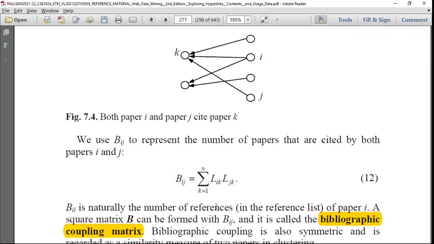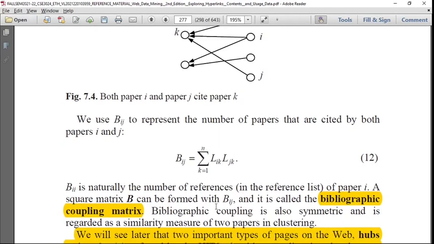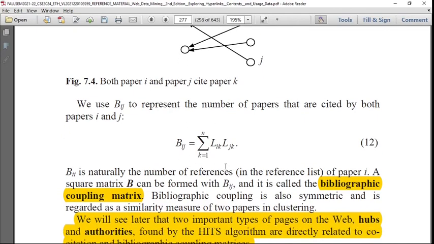A square matrix B is formed with Bij and it is called the bibliographic coupling matrix. There will be many K types of papers cited by paper I and J. So there will be many K types of papers which have been cited by two other different papers, but they are not related to each other. Such a kind of matrix can be formulated in terms of Bij and it can be represented like this. So this B matrix is called the bibliographic coupling matrix.